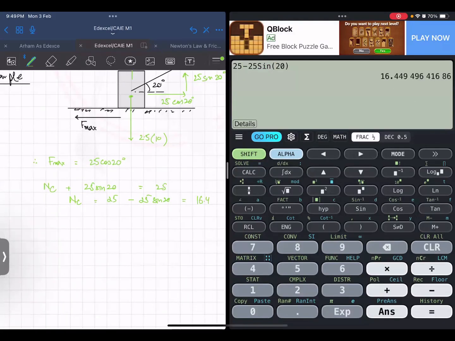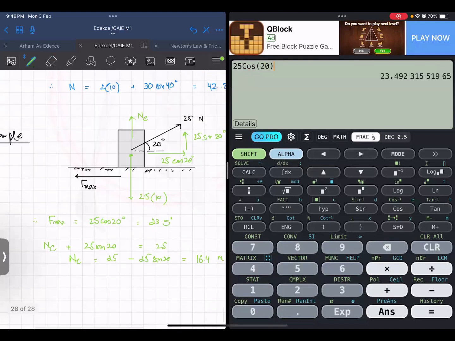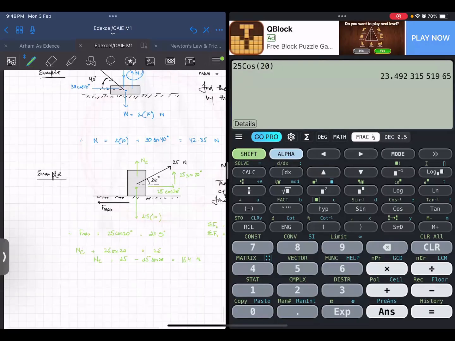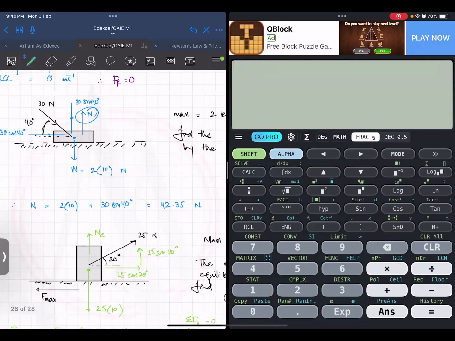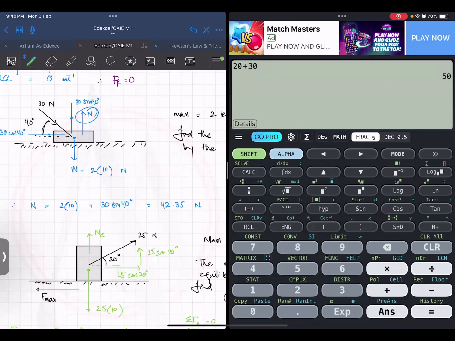Newton. This is the normal contact force, and 25 cos 20 is 23.5. This is the frictional force. Over here, I think I have used the calculator wrong. It was in radian mode, sorry, that was for degree mode. This is the correct answer, 39.28.